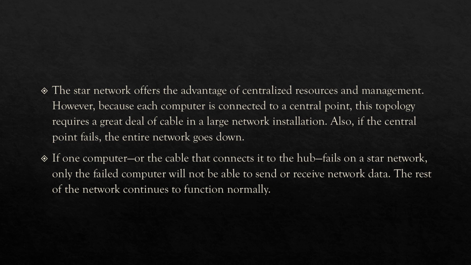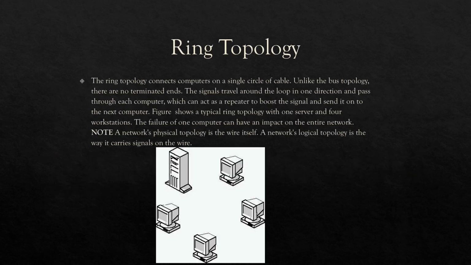If one computer or the cable that connects to the hub fails on a star network, the whole network is not disrupted. The rest of the network continues to function properly. There won't be any issue in the network.